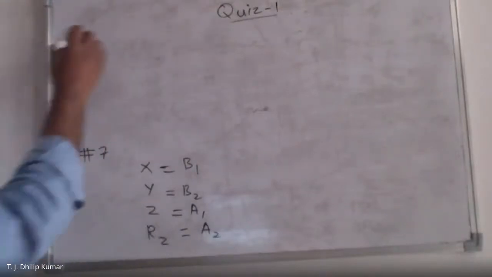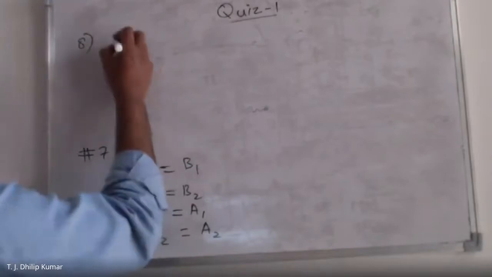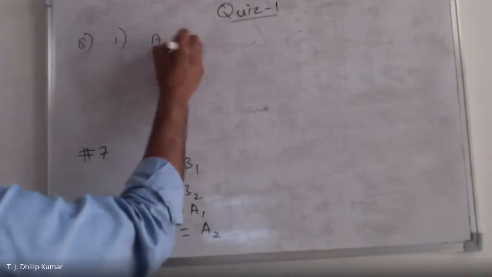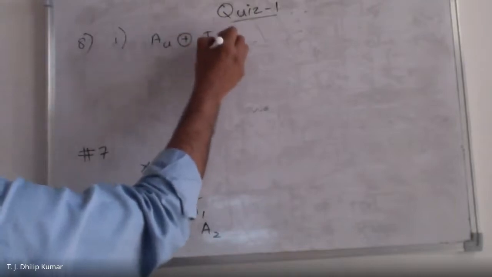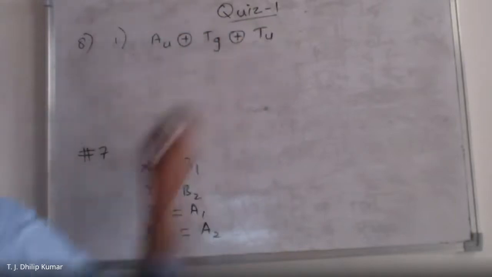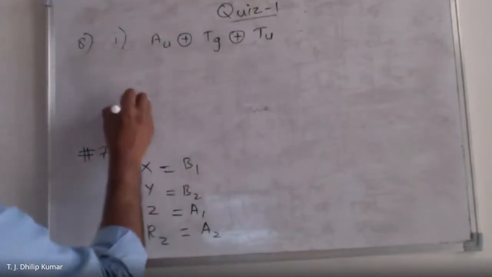Eighth is... okay. So this first one is simple. No, not simple. A_u plus P_g plus P_u. So this is a complicated one. I'll come to the second one, which is easier.